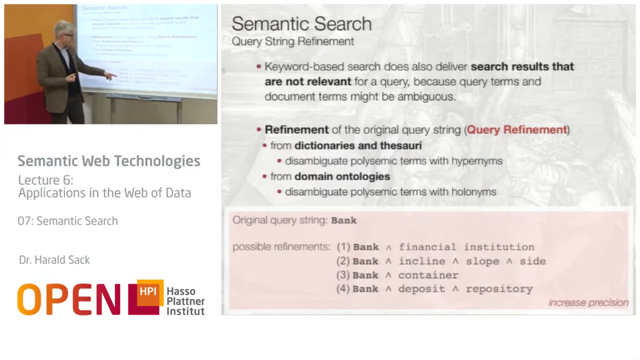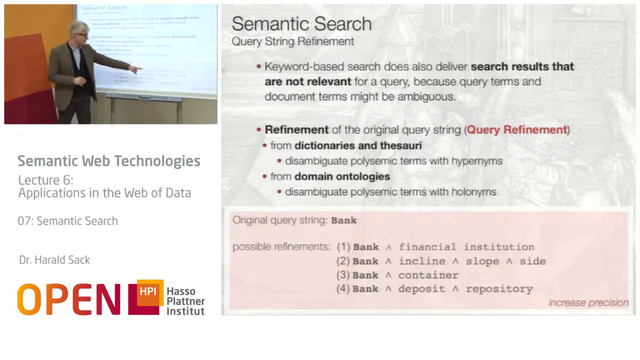And of course, bank can be referring to a container, bank can be referring to a deposit or repository. So what I do here is I use these terms, which are mostly generalizations, so hypernyms or so-called holonyms. I connect them with a logical AND with my original search string, and then I will get more precise results.